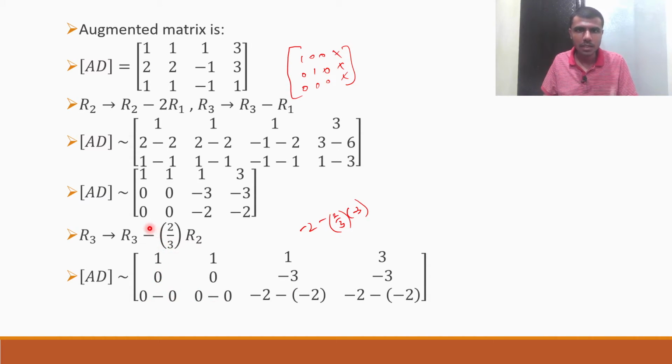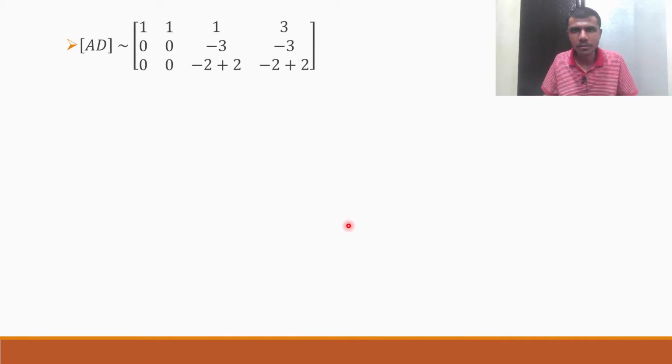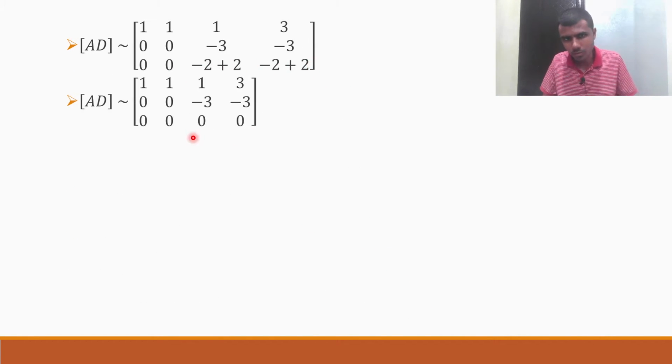Fine. See guys, it's pretty simple. R3 minus 2 by 3 into R2. That means 2 by 3 into 0, that's 0. So 0 minus 0. Here also 0 minus 0. Here minus 2 by 3 into minus 3, 3 cancels, minus will come inside. Minus 2 minus of minus 2. Here also minus 2 minus of minus 2. So if you simplify, I'll get minus 2 plus 2 here. That is zeros. Something interesting has come up, guys.